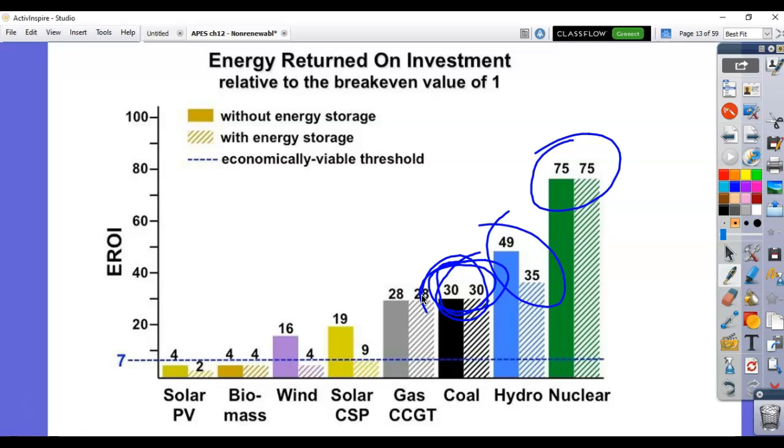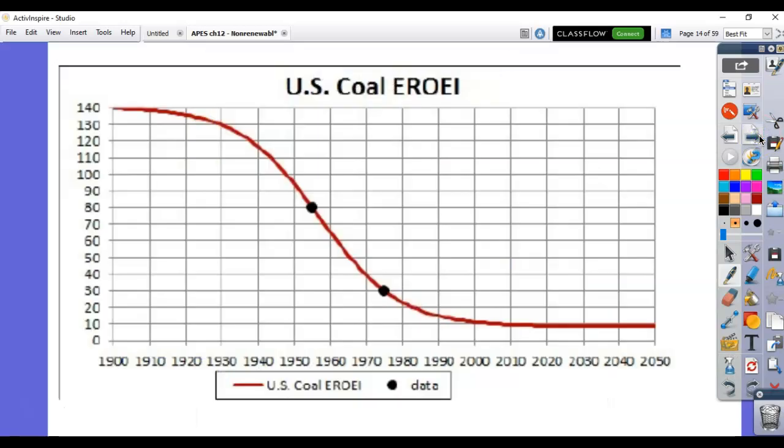You might ask, well, why don't we use more hydroelectric, like dams? Well, there's only so many places we can put dams, so that's the problem. Why don't we use more nuclear? Well, we're going to talk about that. And they're actually predicting that nuclear energy is going to be increasing in the future.